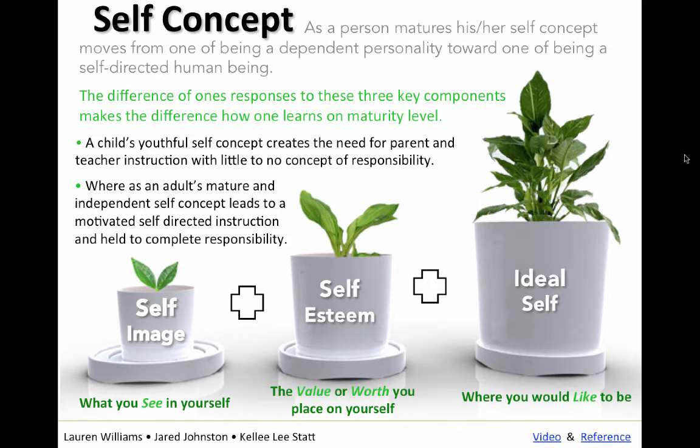In this first slide, constructed by Lauren Williams, Jared Johnson, and Kelly Statt's group, we chose to talk about the three key components that make up self-concept: self-image, self-esteem, and one's ideal self. Self-image is what you actually see in yourself. Self-esteem is the value or the worth you place on yourself. And the ideal self is where you would like to be in life. The differences in one's responses to these three components make the differences in how one learns at a maturity level.